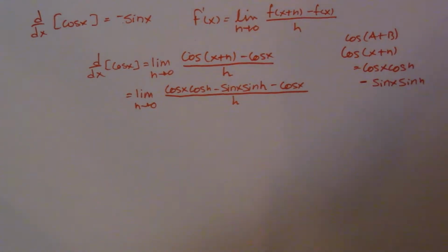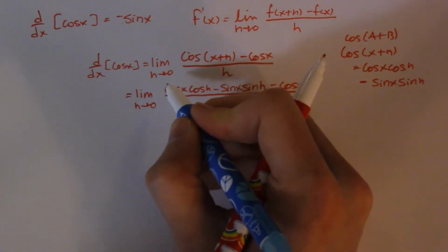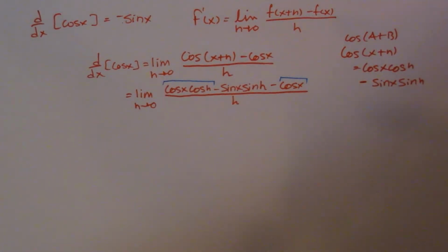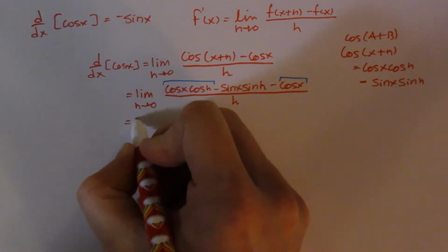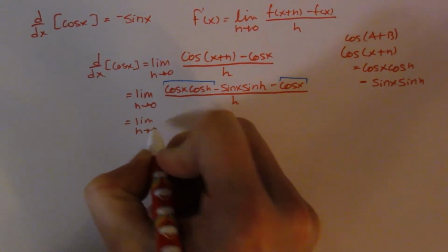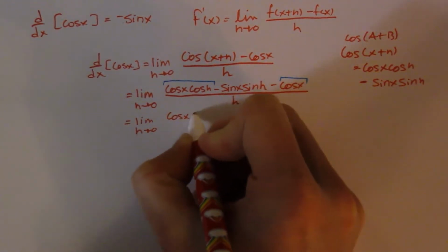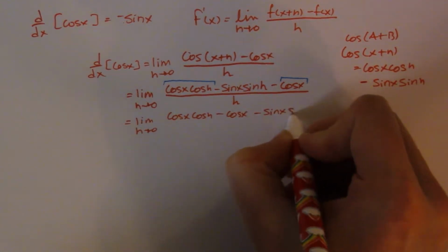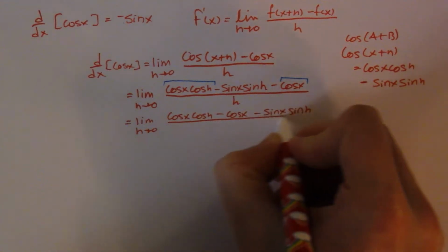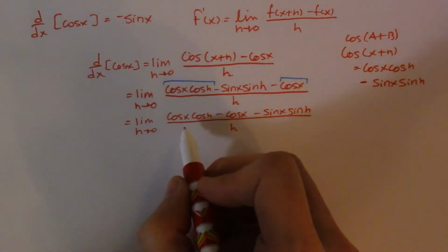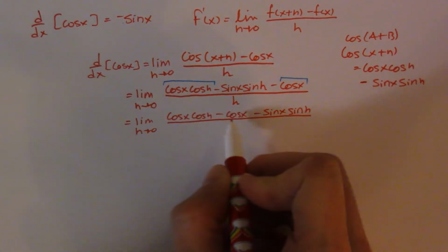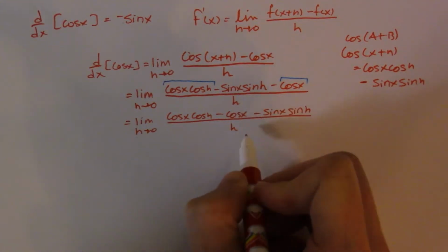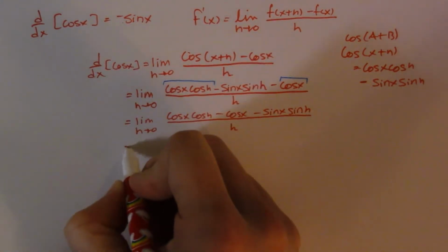Very similar to the sine proof, the derivative of sine, I'm going to take these two terms and combine them so I can do a little factoring. So the limit as h goes to 0 of cos x cos h minus cos x minus sin x sin h, all over h. Right here, I'm going to factor out a cos x from just these two terms, and I'm going to separate the h so it divides these two things individually. So I'm going to make two fractions out of it.